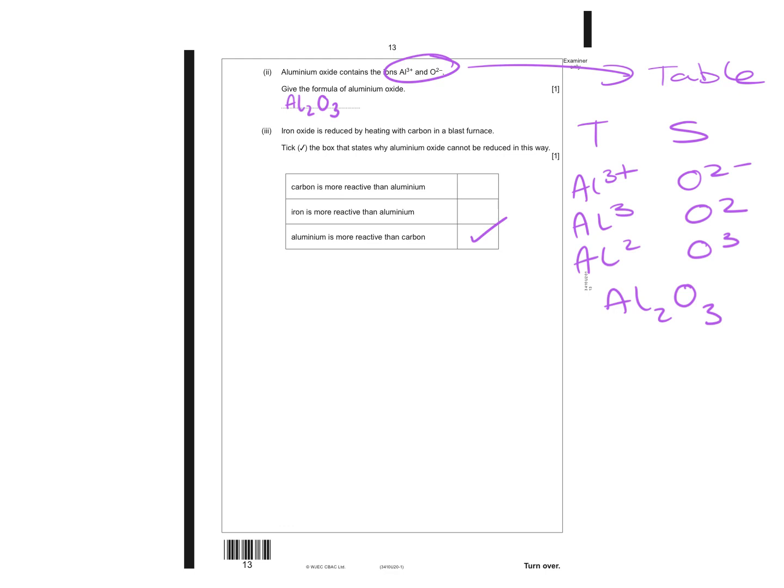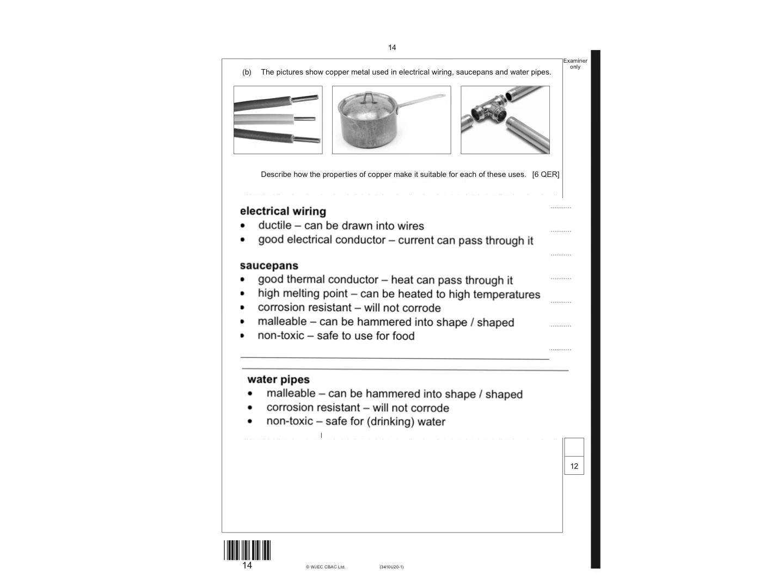Al2O3. Tick the box that explains why iron is reduced by heating with carbon in the blast furnace. State why aluminium oxide cannot be reduced this way. Aluminium is more reactive than carbon. Then there was a lovely 6 marker.